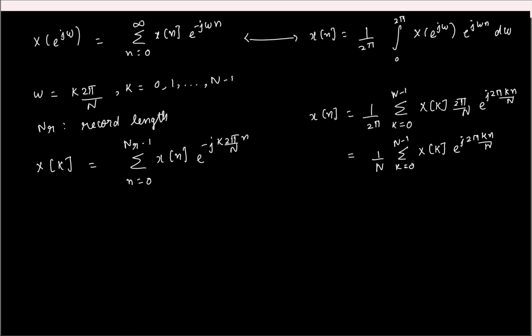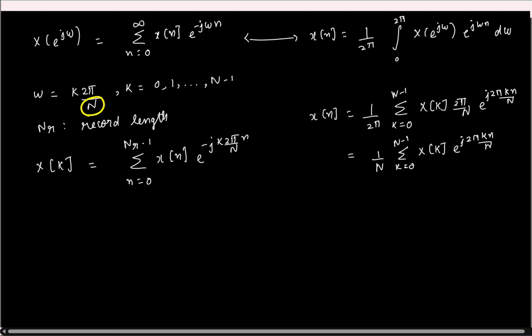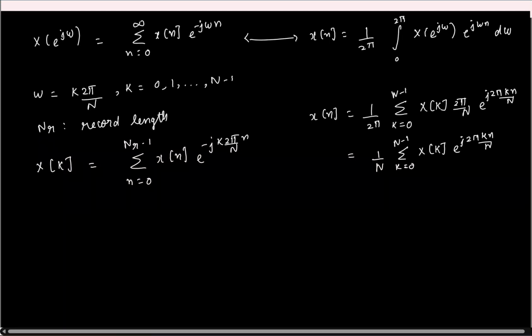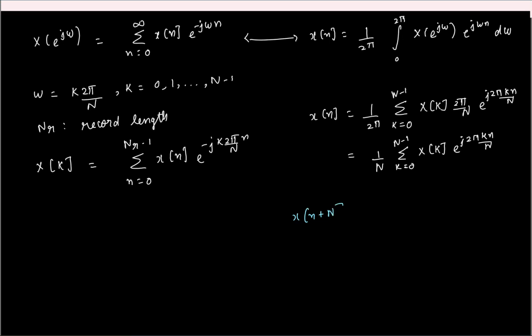Fine. So this is the modified version, and as of now there seems to be no relation between the number of frequency points N and the record length NR. Looks like we can choose them arbitrarily, but before jumping into any conclusion, let's look at something. Let us say I calculate x of n plus capital N, and remember capital N is the number of frequency points I am taking. It's 1 by N summation over k. I am going to replace small n by capital N plus small n. So what does it simplify to? It is the same as x of n.